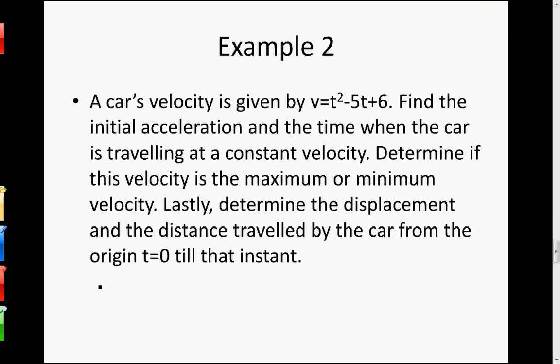Let's try another example. A car's velocity is given by the equation v = t squared minus 5t plus 6. Find the initial acceleration, the time where the car is traveling at a constant velocity, and determine if this velocity is a maximum or minimum velocity. And lastly, determine the displacement and distance traveled by the car from the origin, t equals 0, till that instant. Alright?